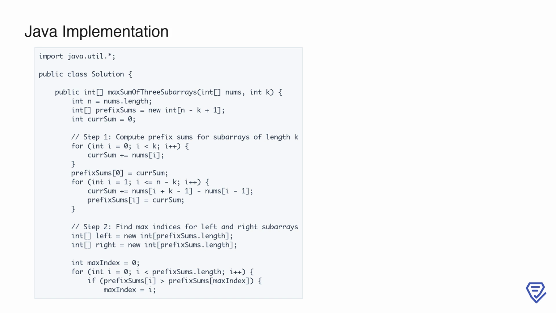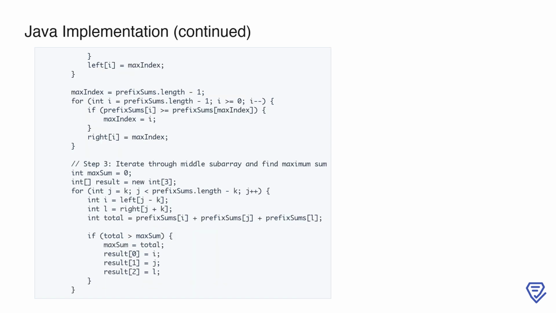Next, we need to identify the indices of the subarrays with the maximum sums from the left and right sides of the array. For this, we initialize two auxiliary arrays, left and right. The left array will store the indices of the maximum subarray sums as we iterate from the beginning, while the right array will store them as we iterate backward from the end. To populate the left array, we keep track of the index with the maximum sum so far and update it as we go. Once we finish building the left array, we switch to the right array.